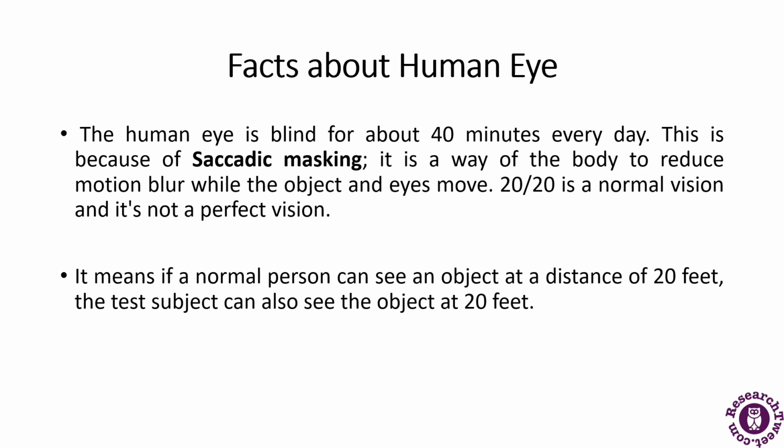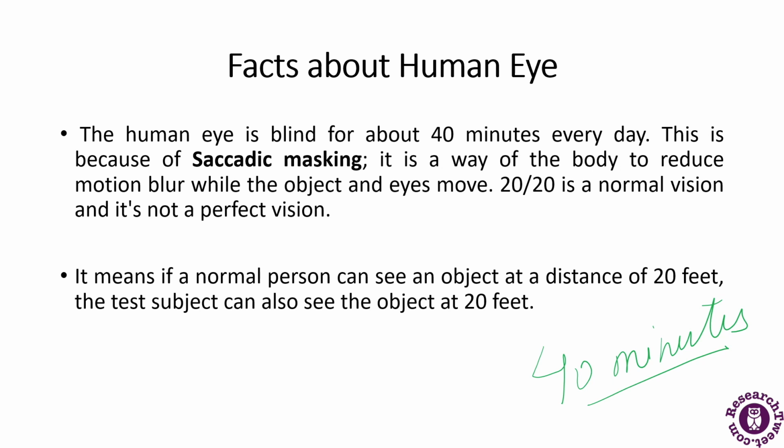Now there are some facts about the human eye. A human eye is blind for about 40 minutes every day. This is because of saccadic masking. It is a way for the body to reduce motion blur while the objects in the eye move. So this is a way to reduce the motion.